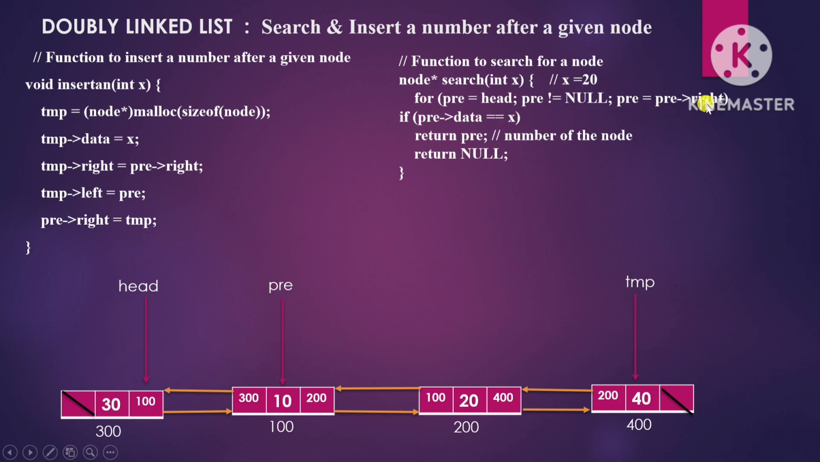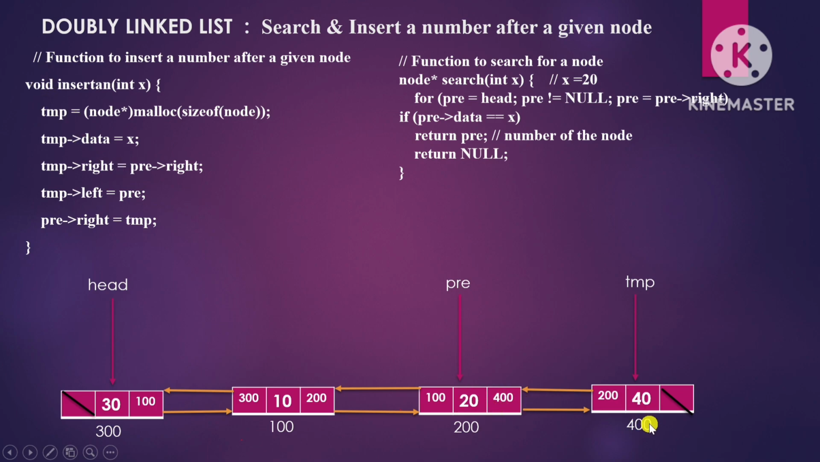Next, pre equal to pre right. Pre right is 200, and 200 is stored in pre. Now pre has moved to 200. This 200 is not equal to null. The condition is true. Now pre data is 20, and 20 is equal to 20. So it returns pre. Next I am going to insert after this element, this node containing the element 20.